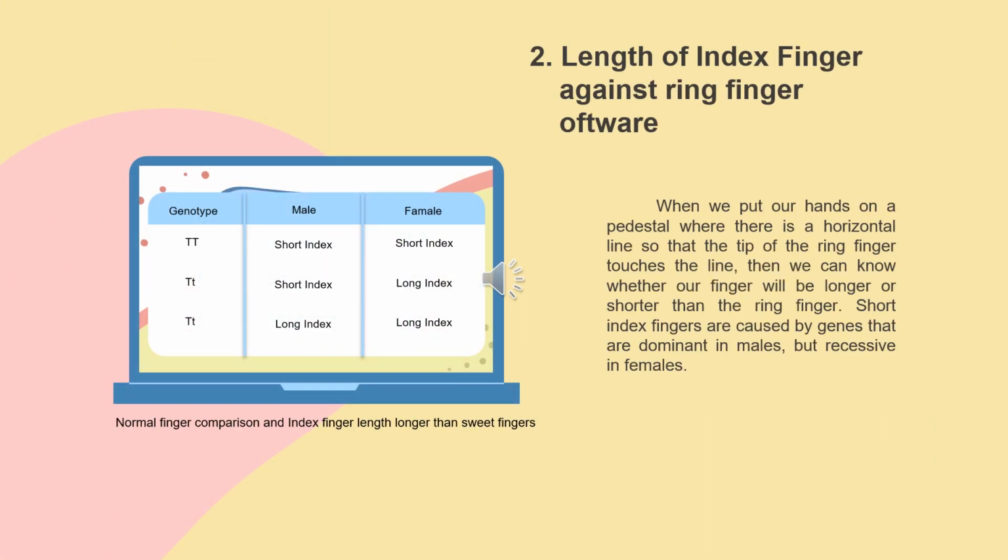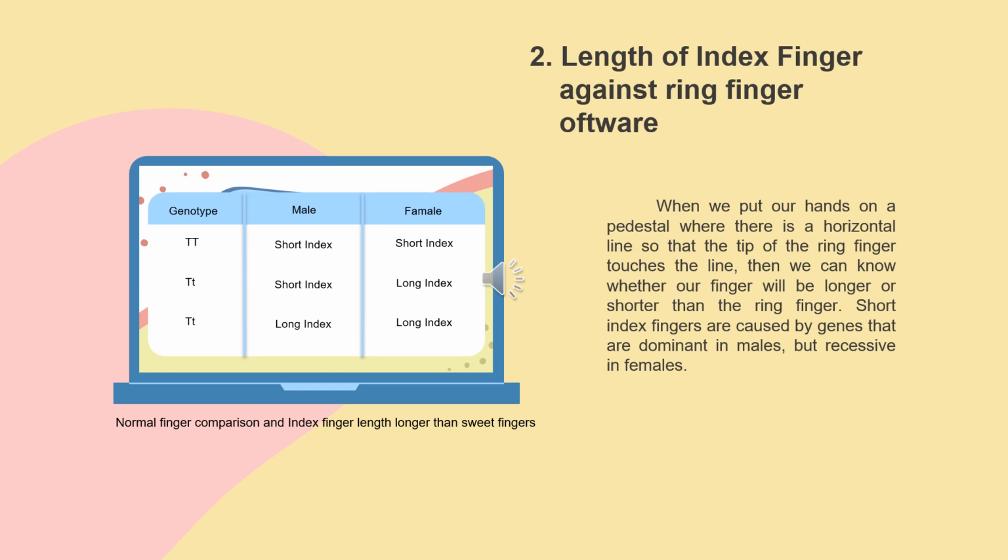The second is the length of the index finger against the ring finger. We put our hand on a pedestal where there is a horizontal line so that the tip of the ring finger touches the line. Then we can know whether the index finger is longer or shorter than the ring finger. A short index finger is caused by genes that are dominant in males but recessive in females.